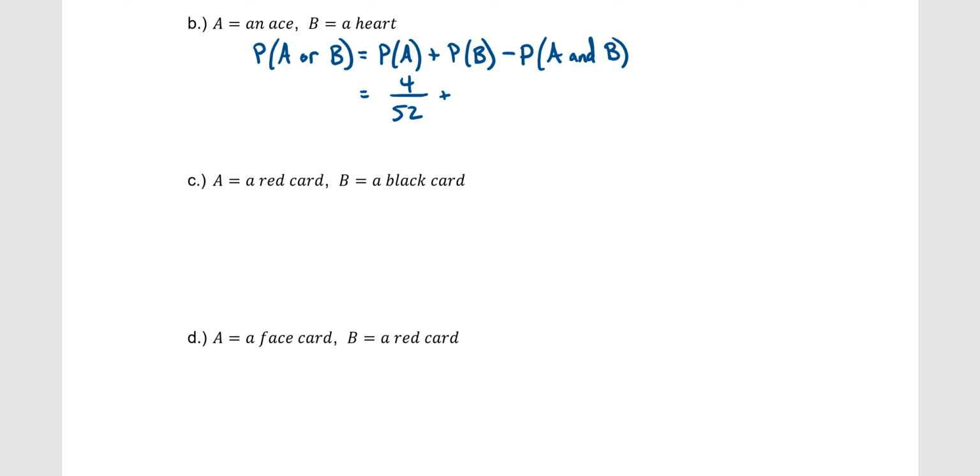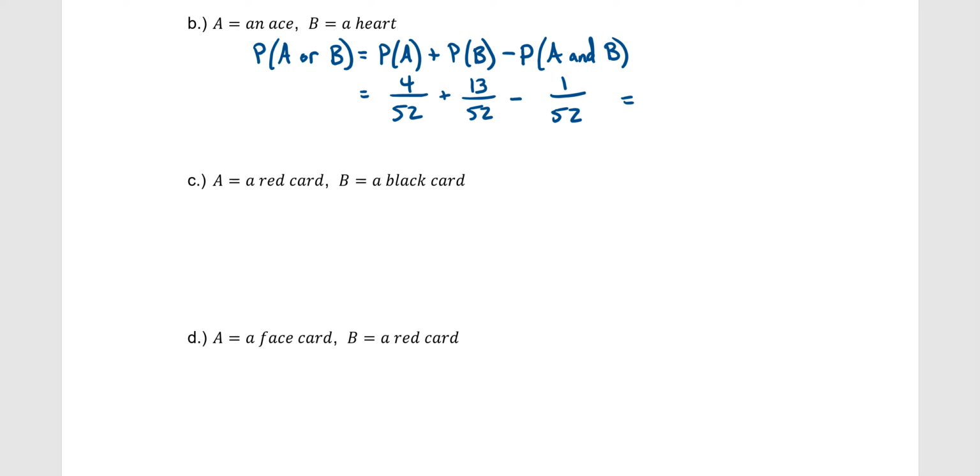So a heart is one of the suits. Each suit has 13 cards. That's going to be 13 out of 52 minus the probability that it is a heart and an ace. There is one card that's a heart and an ace, and that's the ace of hearts. So that's going to be 1 out of 52.